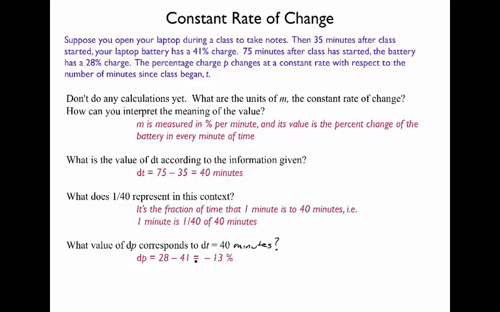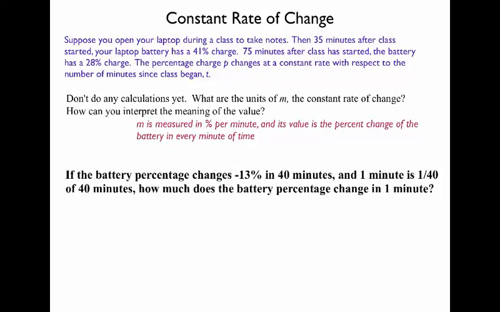So we have the change in time is 40, we have the change in the battery is negative 13, and so the constant rate of change, yes, it would be dp divided by dt, but we want to use this fact to really understand why that's true. Why is it dp divided by dt? So remember that 1/40th is the fraction of time that 1 minute is to 40 minutes. And so we ask this question. If the battery percentage changes negative 13% in 40 minutes, and 1 minute is 1/40th of 40 minutes, then how much does the battery percentage change in 1 minute?